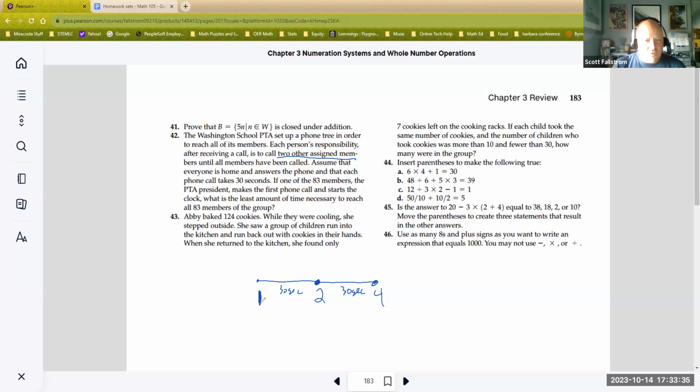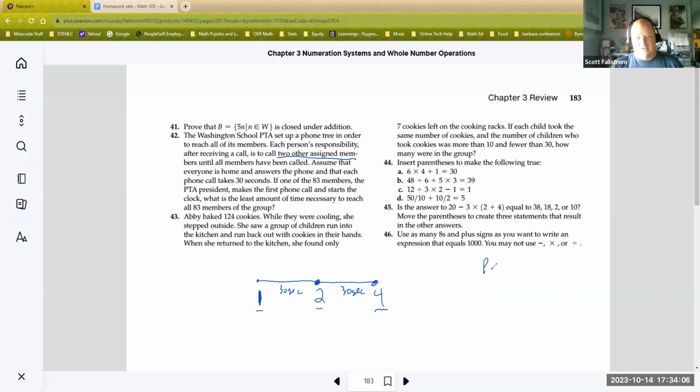So person number 1 is the PTA president, and the PTA president makes the first phone call. So the PTA president calls here and calls here. So the PTA president has now called 2 people. Each member is supposed to call 2 assigned members until all members are done. Okay, so that means they're done calling. So right now at this point, 4 people know.